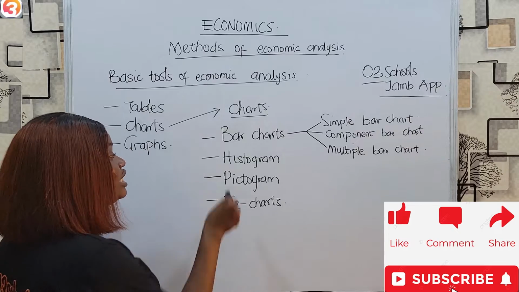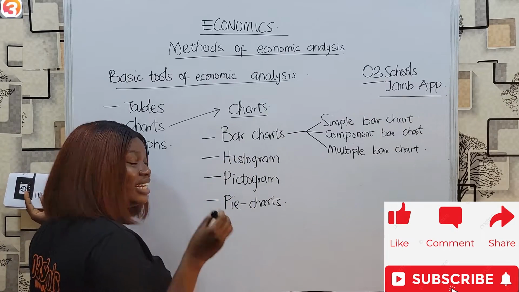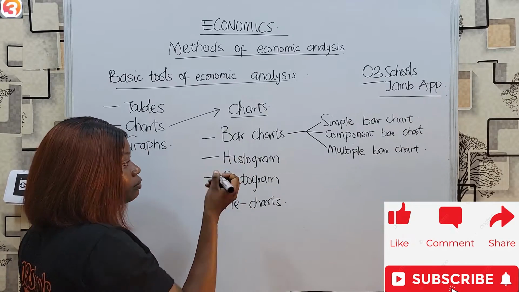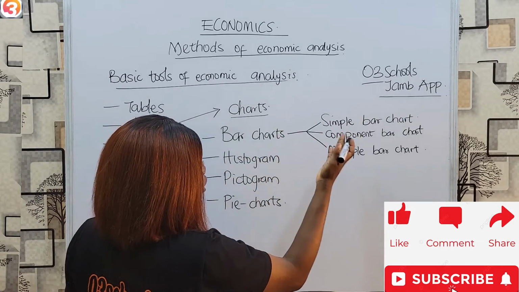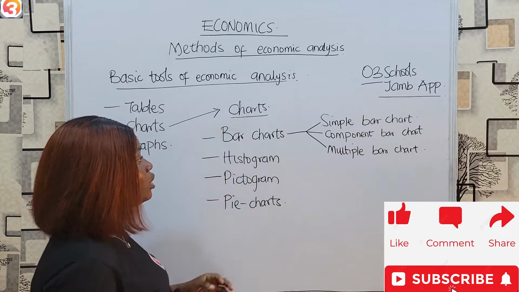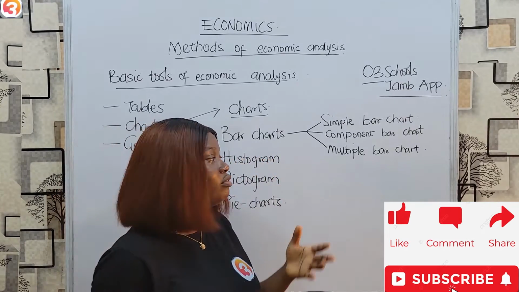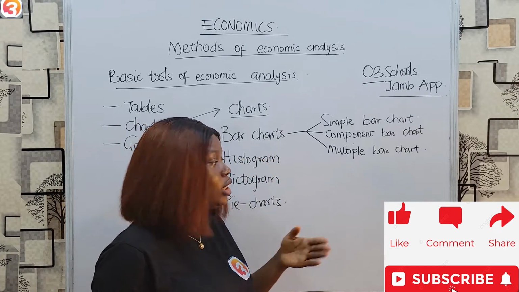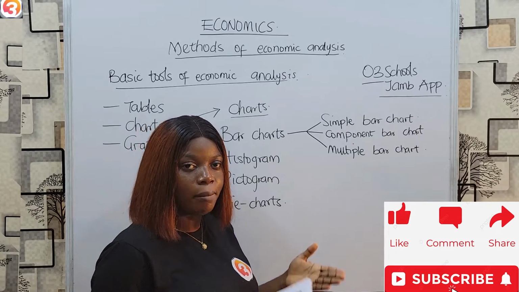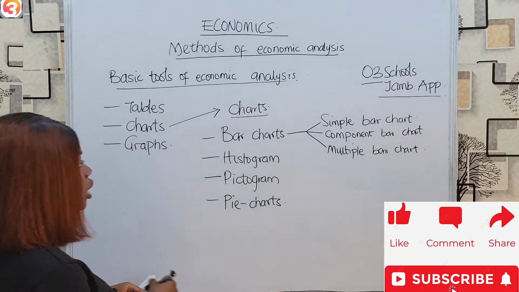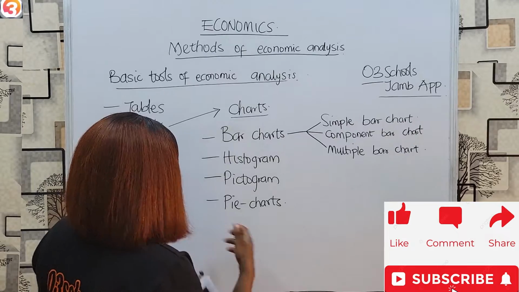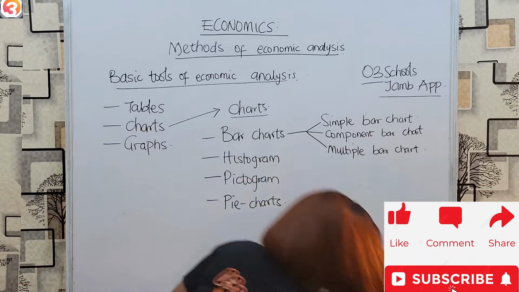Now we're going to be looking at each and every one of them in detail so we can understand all of them individually. So the first thing we look at is what? The bar chart. The bar chart is divided into 3. We have the simple bar chart, we have the component bar chart, and we have the what? The multiple bar chart. Now let's see what a bar chart looks like. Okay.